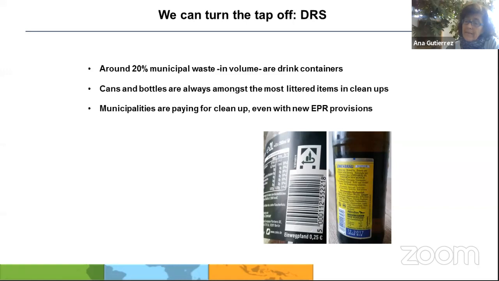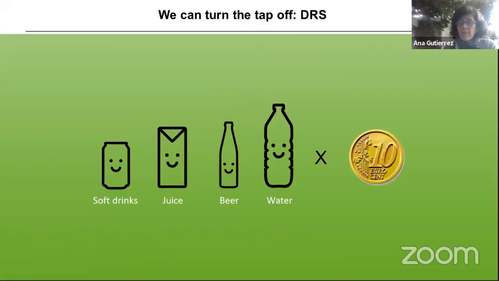But in municipalities, when we collect, we always collect by volume, when the bins are full, not when they weigh a certain amount. Second, cans and bottles are always amongst the 10 most littered objects. Sometimes it's cigarette butts first, but cans and bottles are always up there. And municipalities are paying for the cleanup costs. And even with the new EPR provisions, it's very difficult, and it won't be anytime soon when 100% of these are covered.